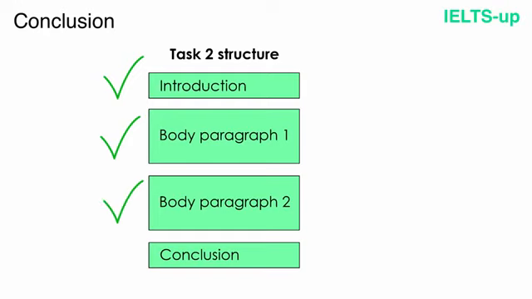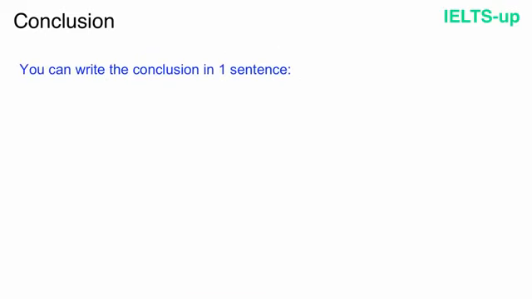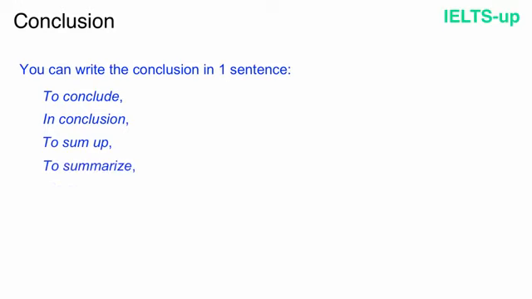Now it's time to write the last paragraph of our essay, a conclusion. You can write the conclusion in 1 sentence. To start your conclusion paragraph, use one of the following phrases. To conclude, in conclusion, to sum up, to summarize. After that, restate your opinion and 2 reasons that support it. Here's how I wrote the conclusion.